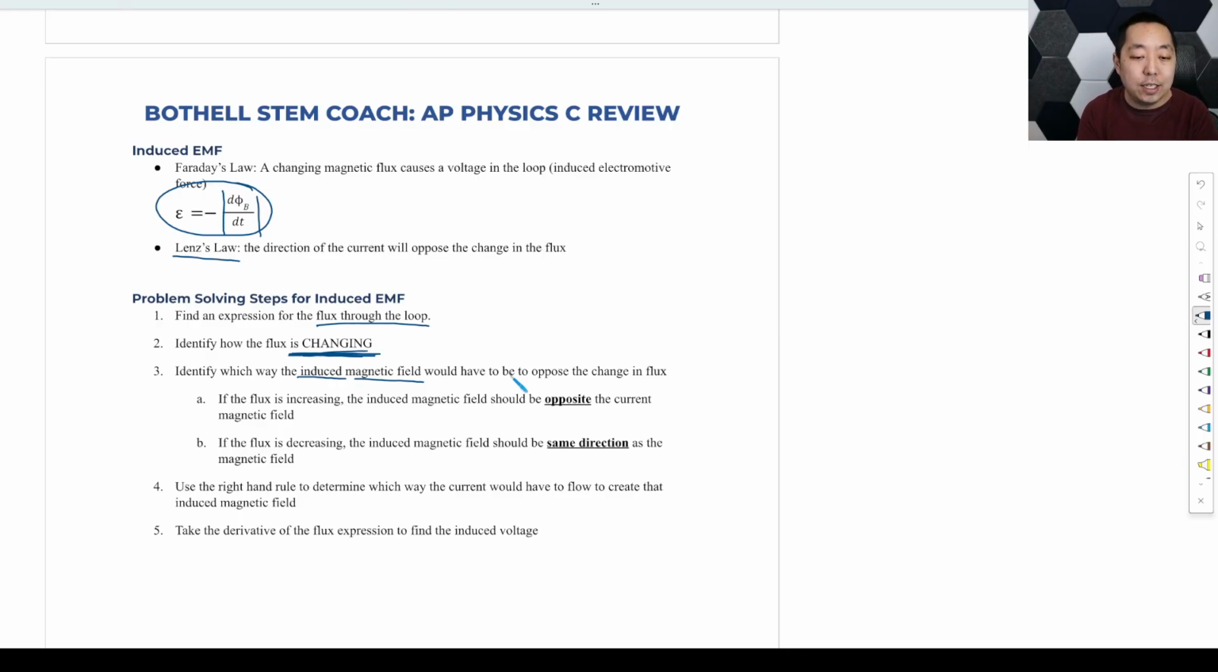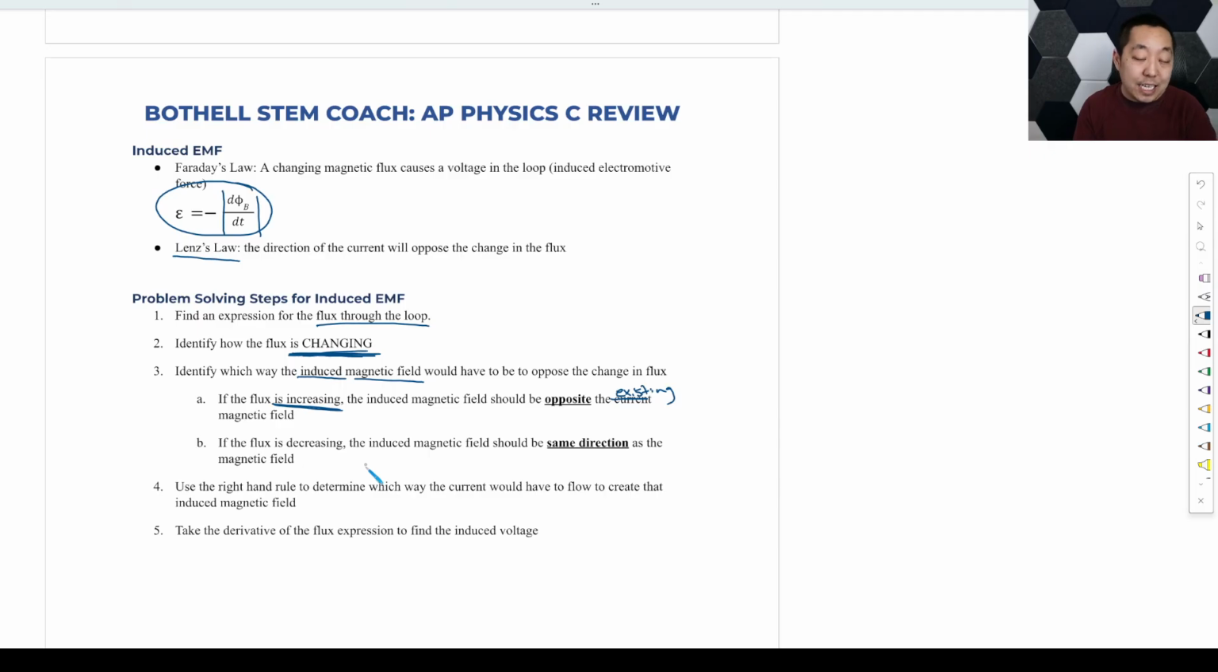You then need to identify which way that magnetic field would go to oppose that change in flux. So if the flux is increasing, say into the page increasing, then the induced magnetic field is going to be, like, I want to oppose that increasing, so I'm going to create some flux out of the page to oppose that. So the induced magnetic field would be opposite the existing magnetic field.